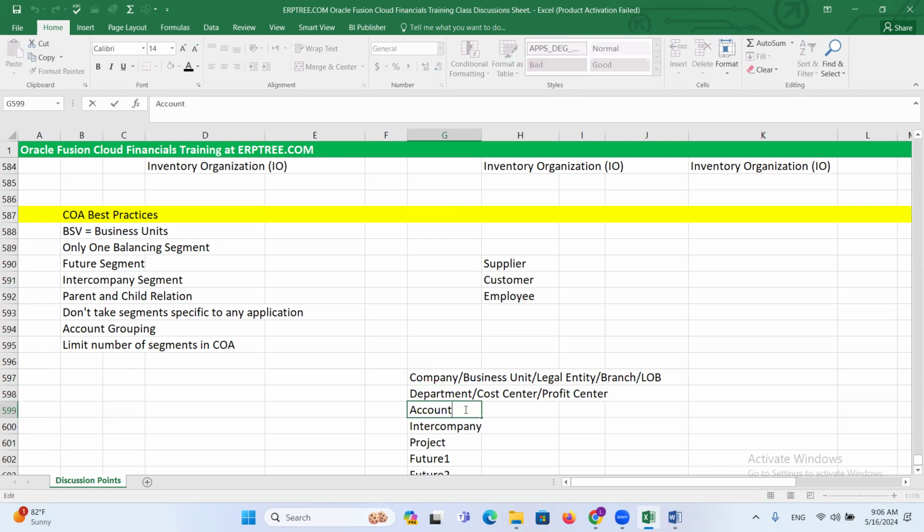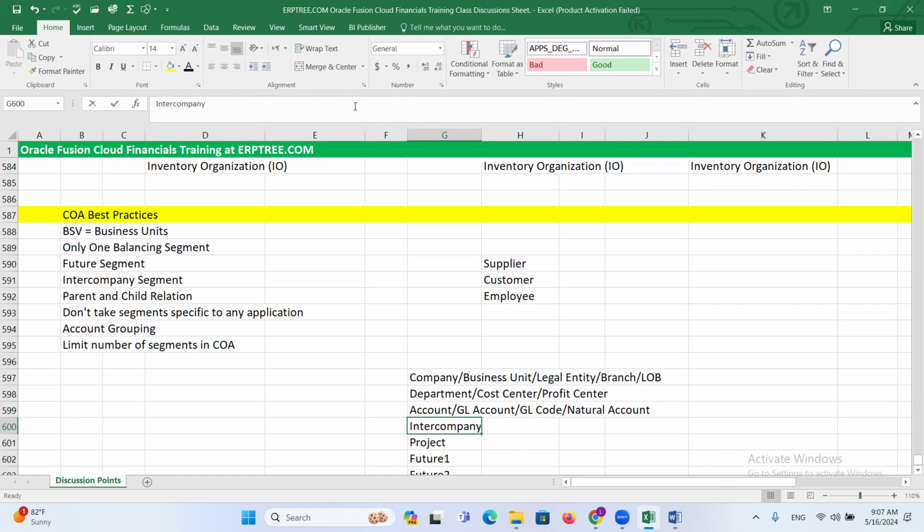Account, you see as account in many projects. Sometimes the client will prefer to use GL account. The segment name itself is GL account, not just account. And some clients say we want to have a segment name as a GL code. In some projects, the client says natural account.